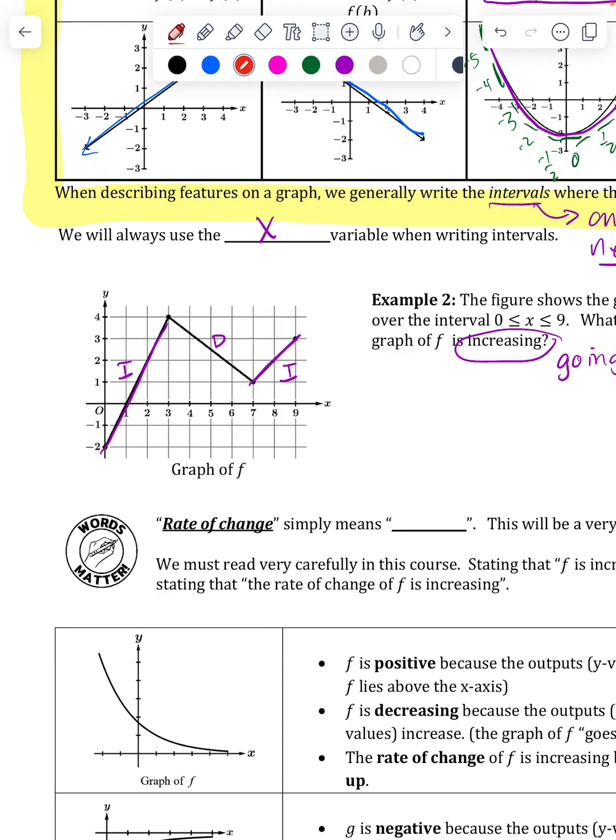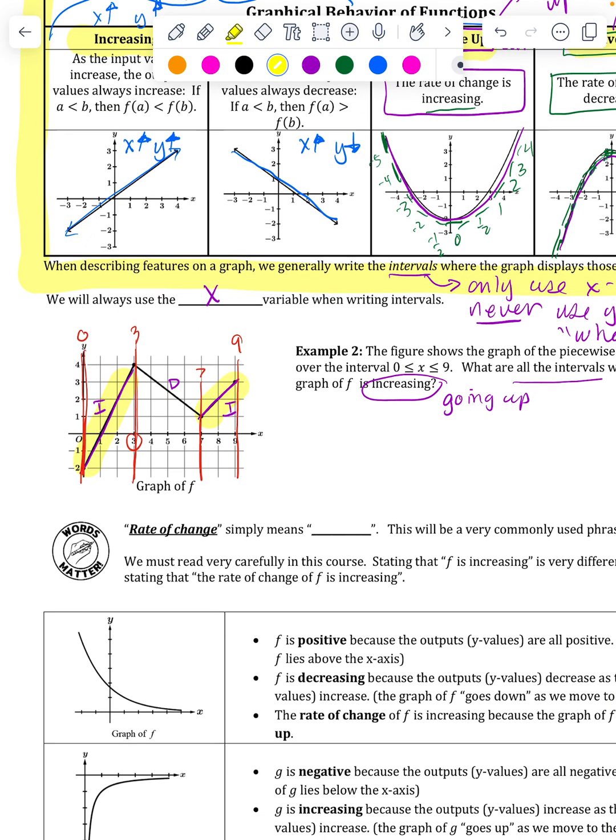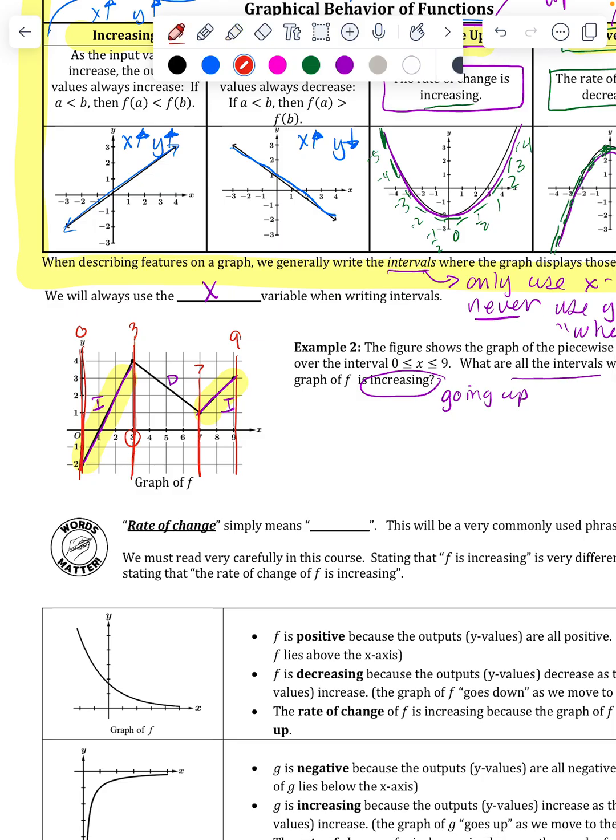So X values. This is the interval from left to right where it's increasing. The X value on the left end of that is at the Y-axis, which is 0, and the X value on the right end of that is at 3. Then from 3 to 7, it's decreasing, but from 7 to the end, which is 9, it's increasing again. So when I go to list, like it said, all of the intervals, I'm going to be describing from 0 to 3.